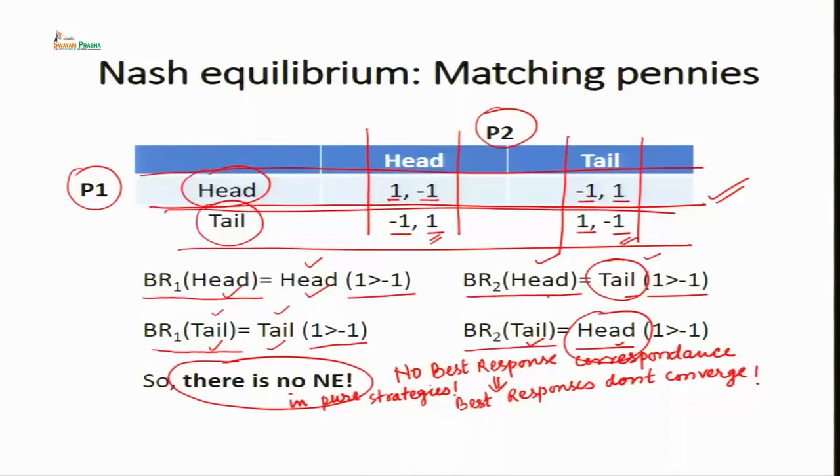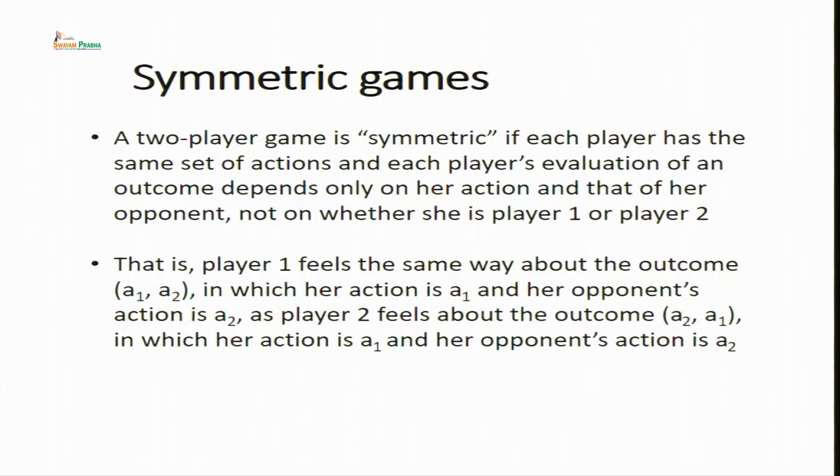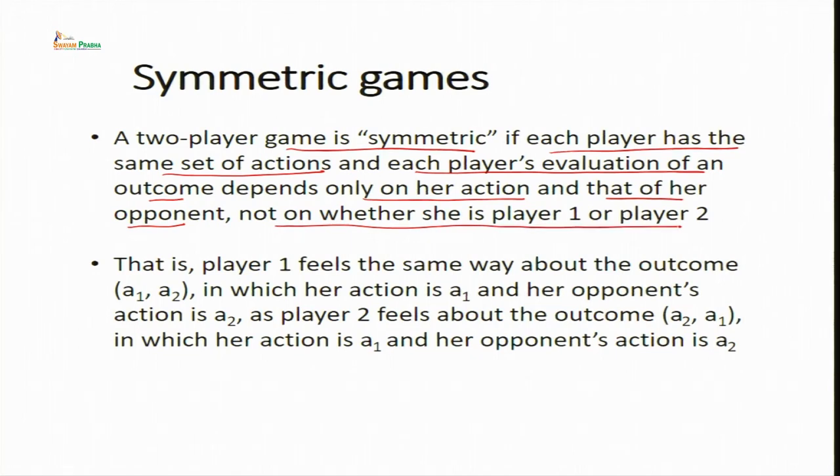Okay. Fine. So, having done that, I will quickly tell what a symmetric game is. A two player game is symmetric if each player has the same set of actions and each player's evaluation of an outcome depends only on her action and that of her opponent, not on whether she is player 1 or player 2.